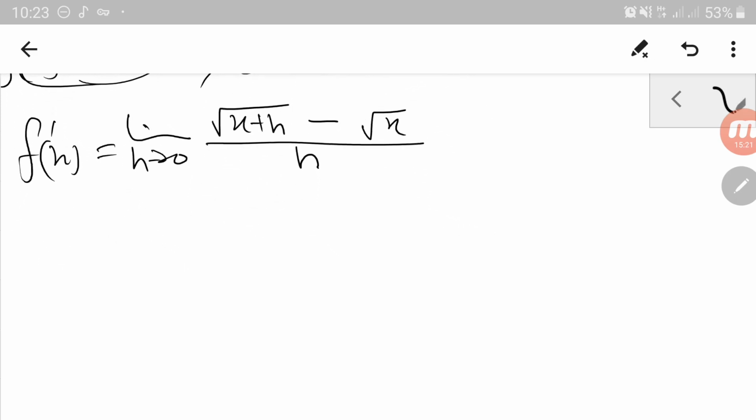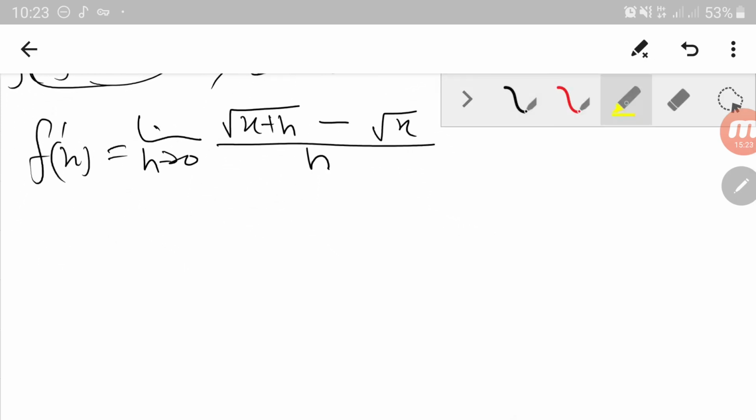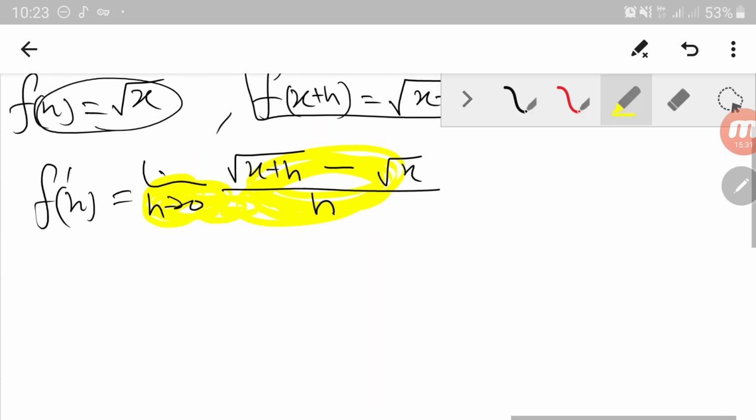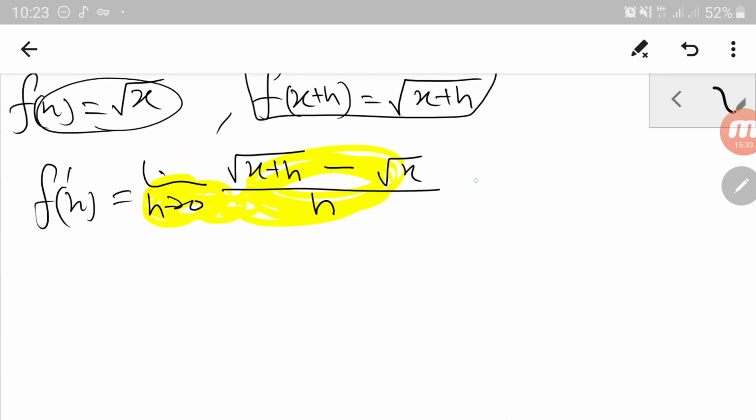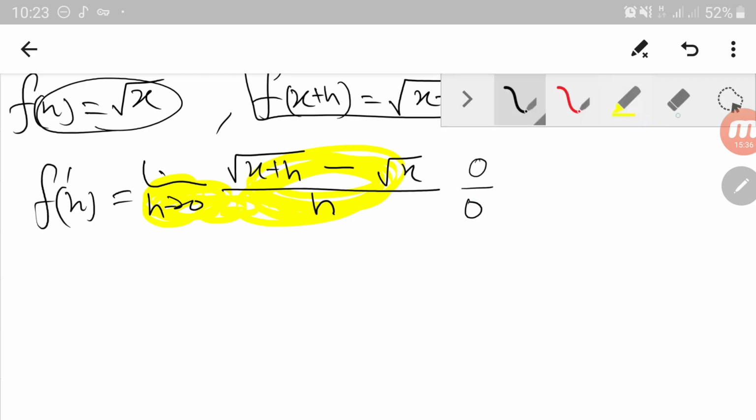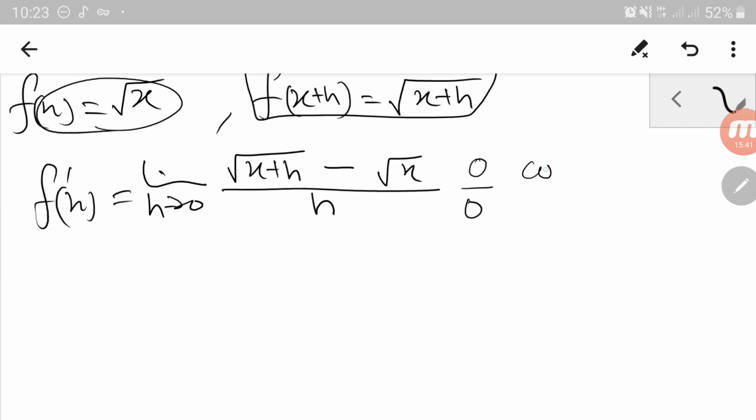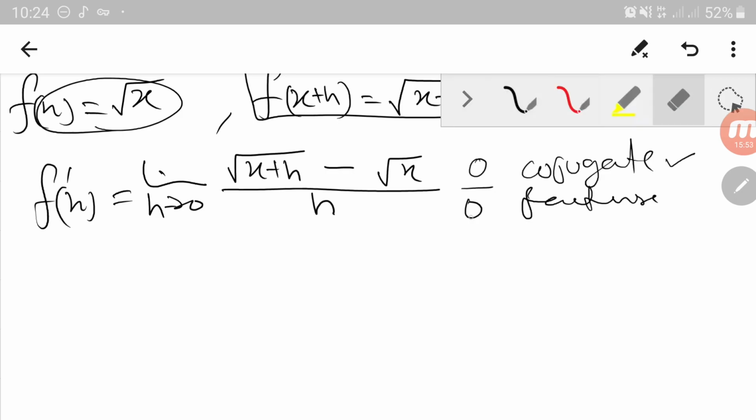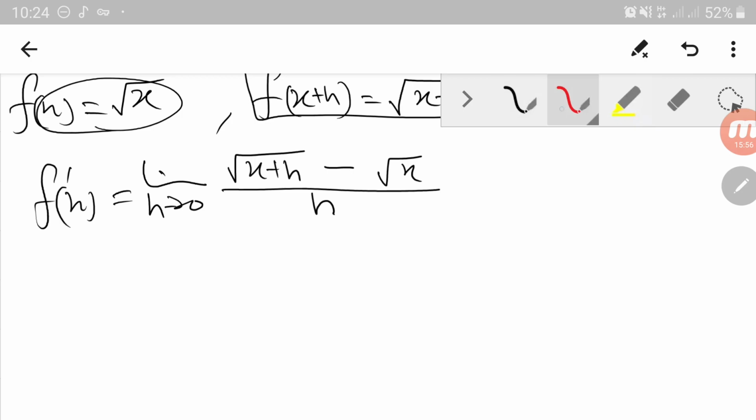Now for this one, what should we do? You see a fraction, right? If we have a fraction and we have to get the limit h approaching 0, we directly substitute. We will get 0 over 0. If we get 0 over 0, we should do conjugate or factorize. Which one should we choose? Because there's a square root over there, we might use conjugate. So that is what we are going to do.